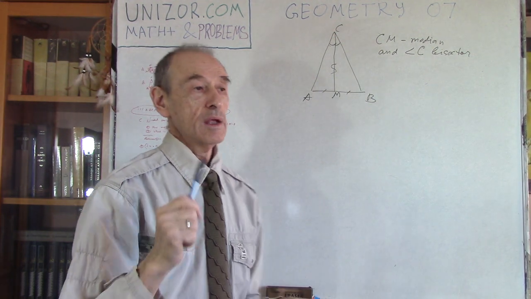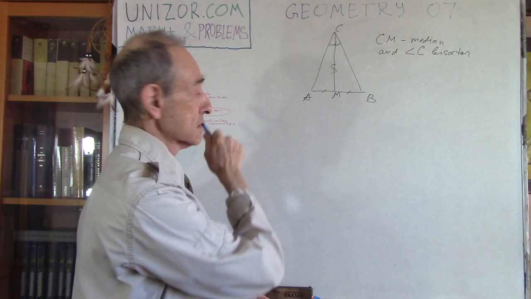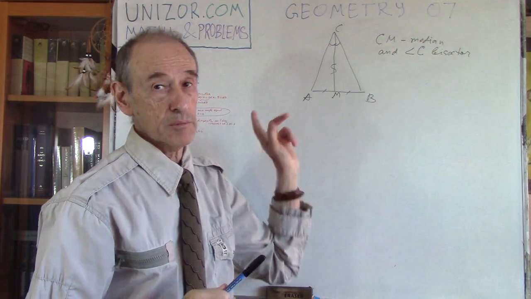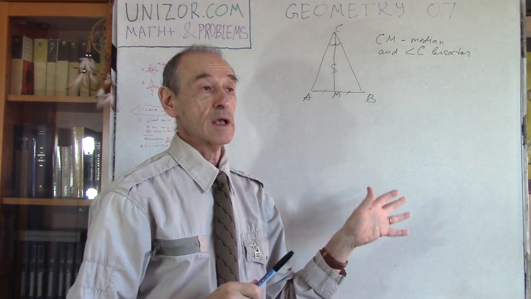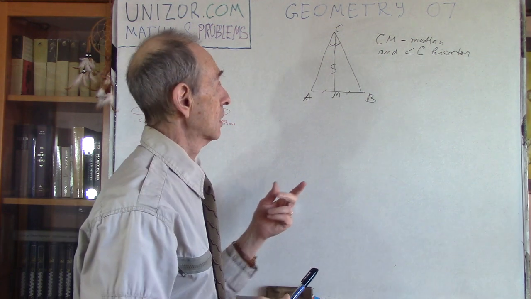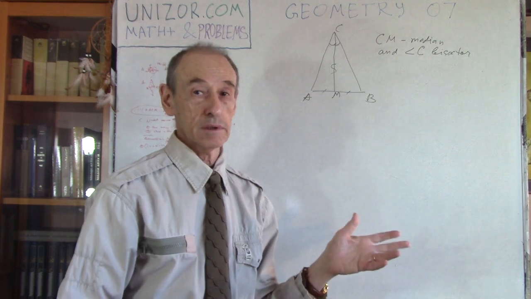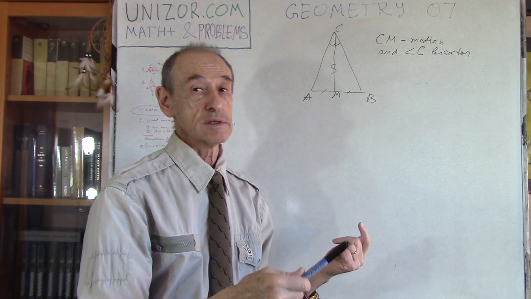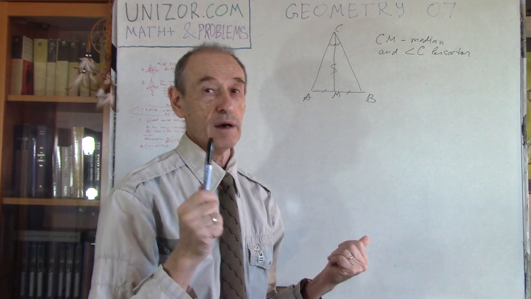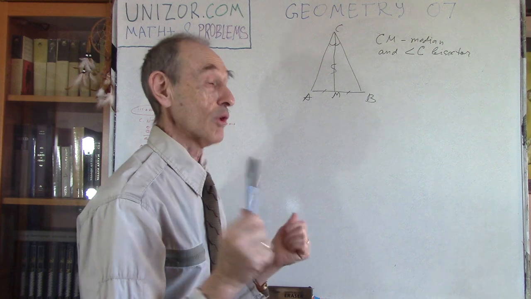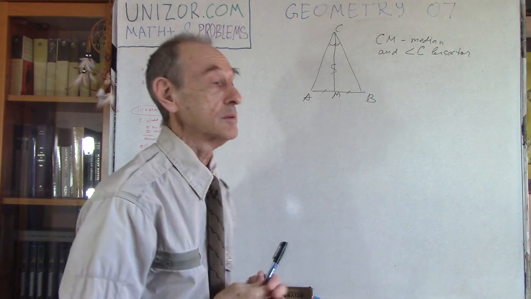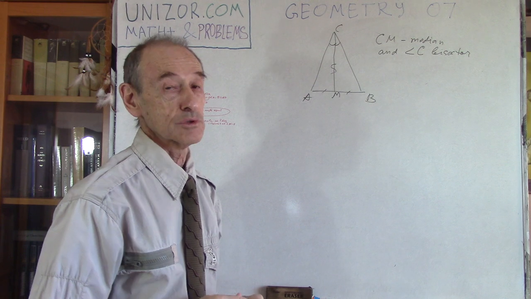Absolutely not. There is a problem in the same course, I think it's geometry 01, which is basically about this particular case. I was asking in that problem, is it possible to have two sides and an angle of one triangle equal to two sides and an angle of another triangle, but the triangles are not equal, not congruent to each other? And the answer is yes. Why? Because this angle is not in between these two sides which are equal.